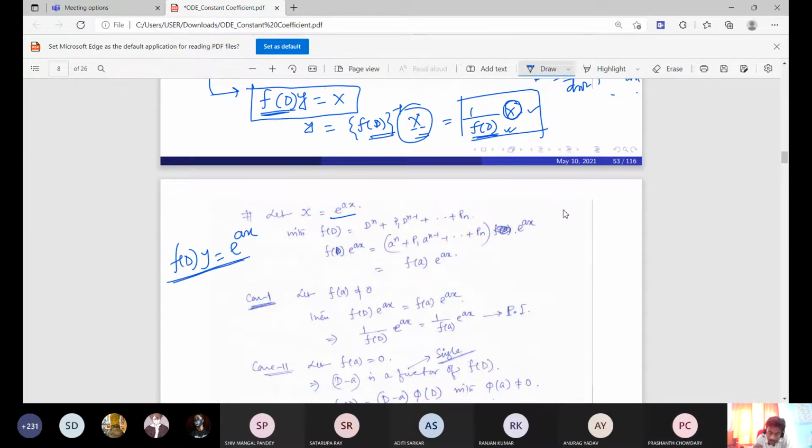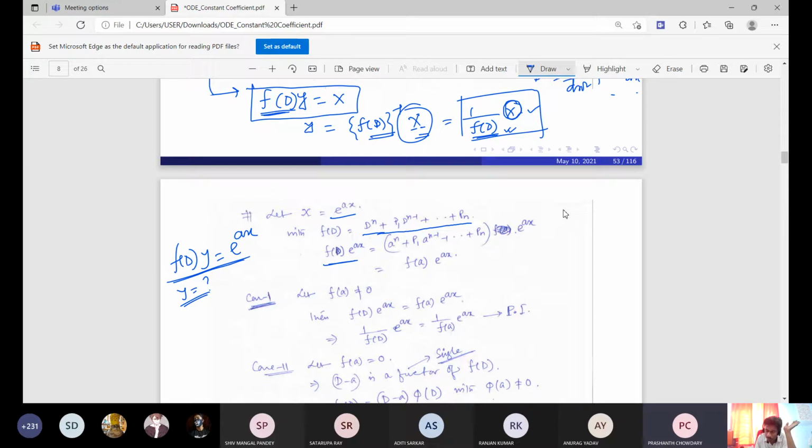Let's say you have this differential equation, where f(D) is what I have already stated: D to the power n plus p1 D to the power n minus 1 plus so on, pn. If you operate that, now our target is to find what y is. Our target is to find y. So let us proceed with the method. Let's say you are operating f(D) on e to the power ax. Let us see what happens.